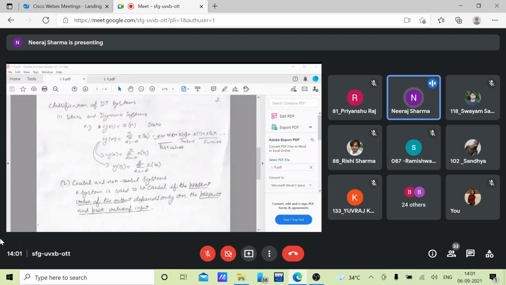Systems can be classified into different categories depending upon their behavior. Basically, you can define a system as an interconnection of different components, and that interconnection between different components is done in such a way that a desired task can be performed by the system.